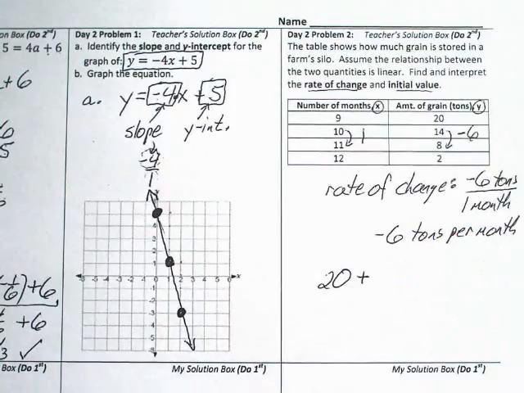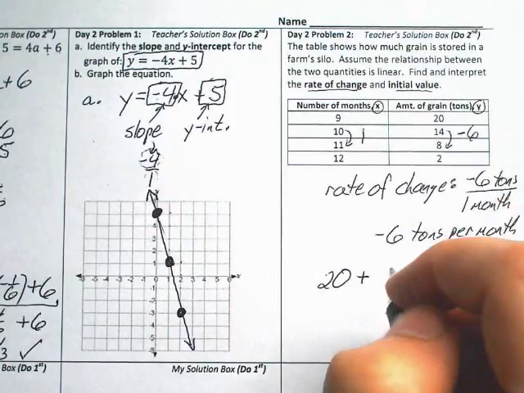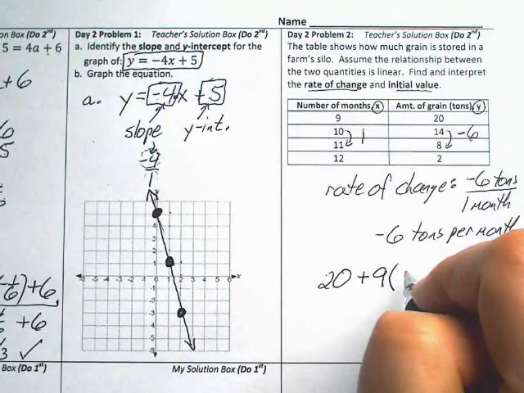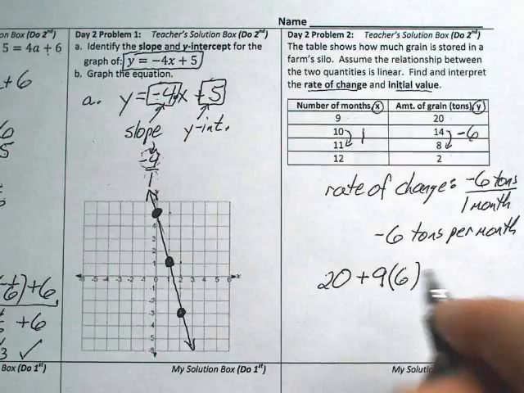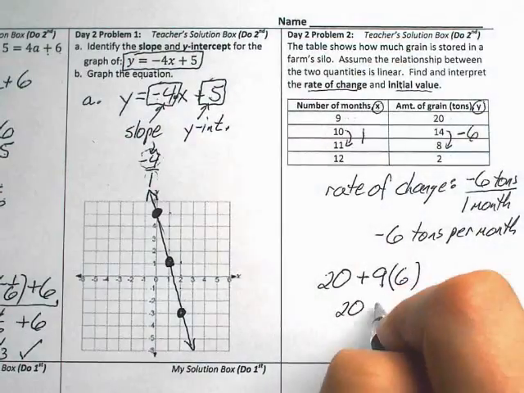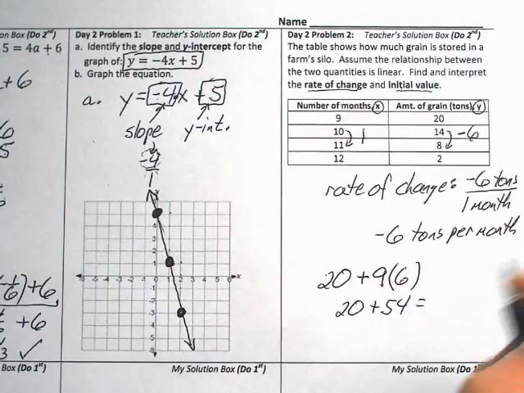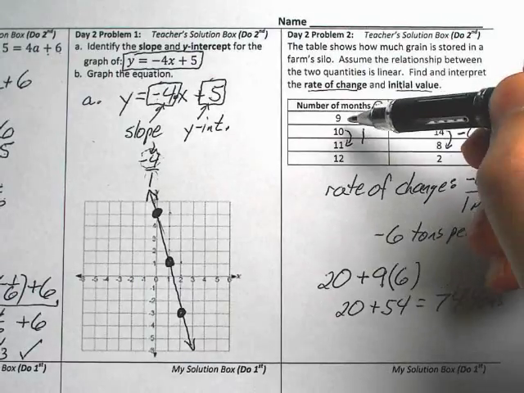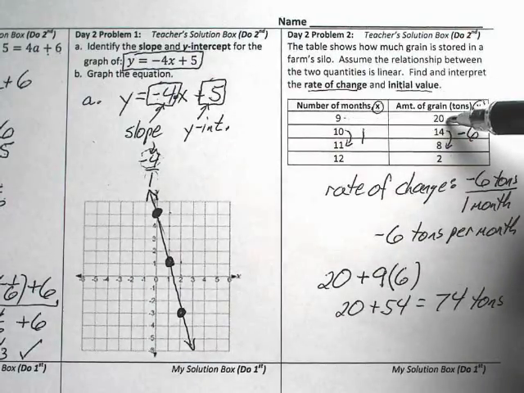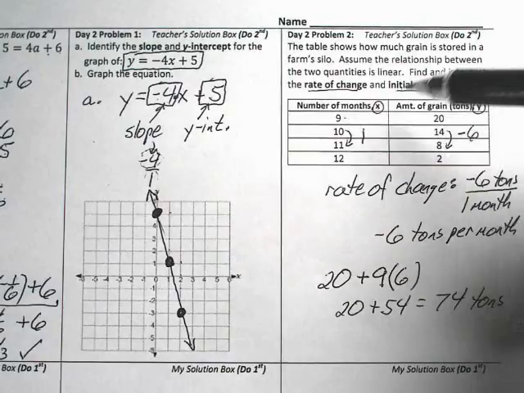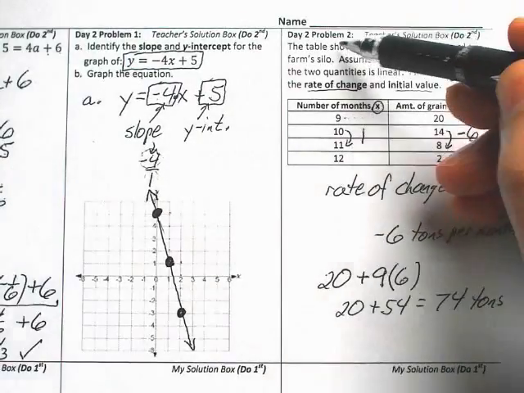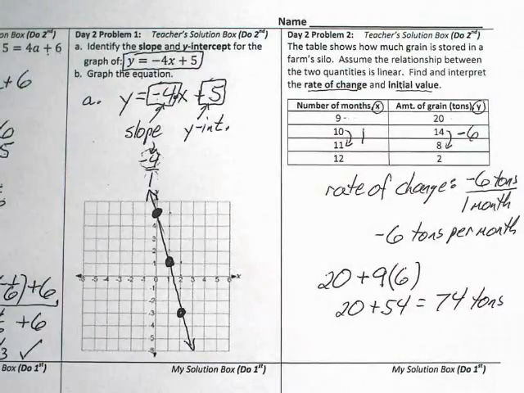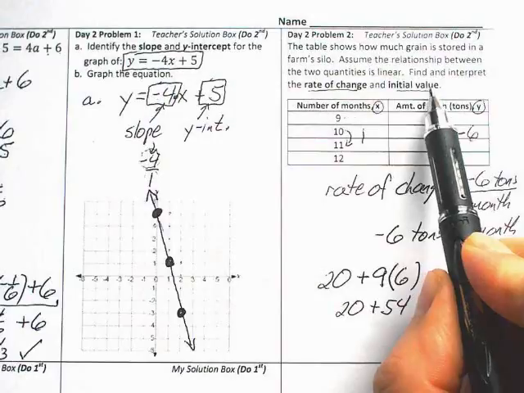and add back 9 months worth of our rate of change, 6 tons per month. 9 times 6 is 54, so 20 plus 54 is 74 tons. In the 9th month, there was 20 tons of grain left in the silo. But going back in time to the start, there were 74 tons of grain in the silo, and that is its initial value.